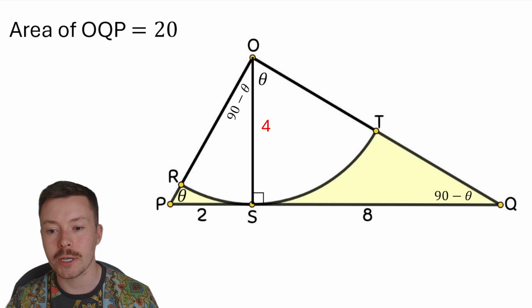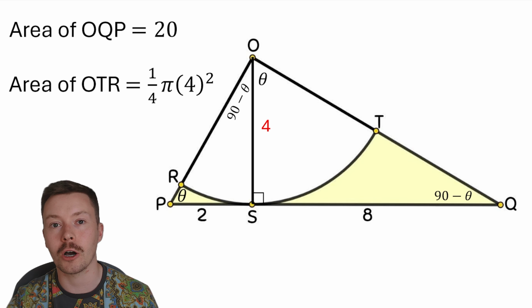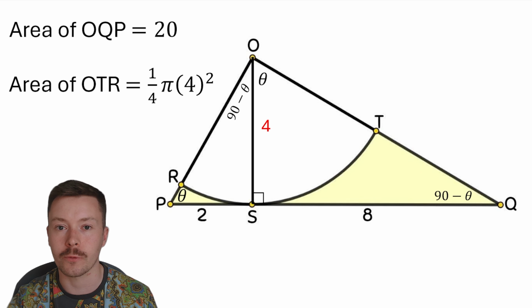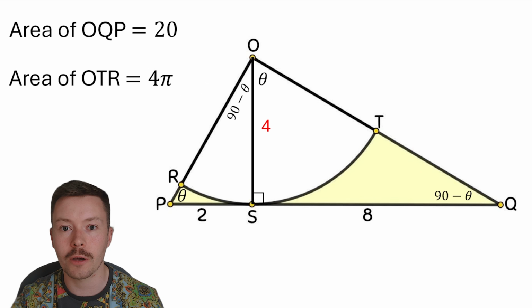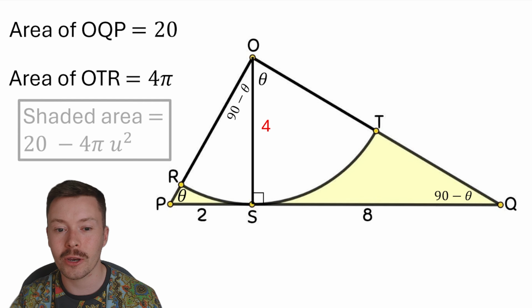Then what we need to do is work out the area of the quarter circle. So it's going to be a quarter times pi r squared. A quarter times pi times 4 squared gives you an answer of 4 pi. And so that gives us a final answer, the shaded area, as being 20 minus 4 pi units squared.